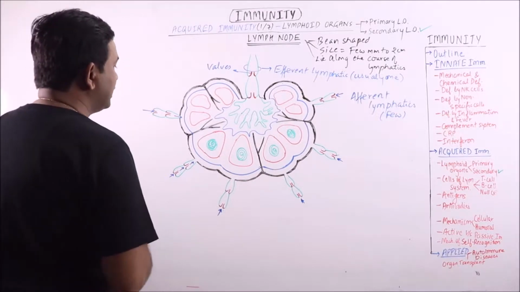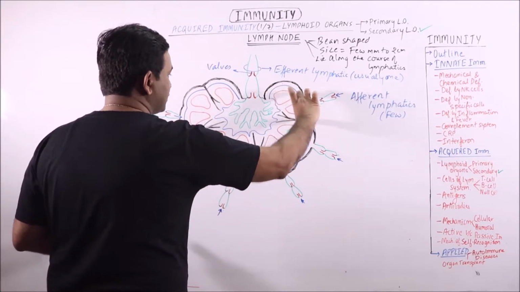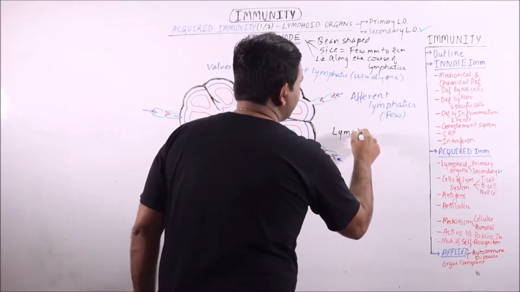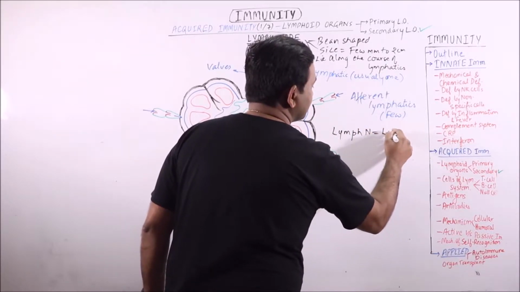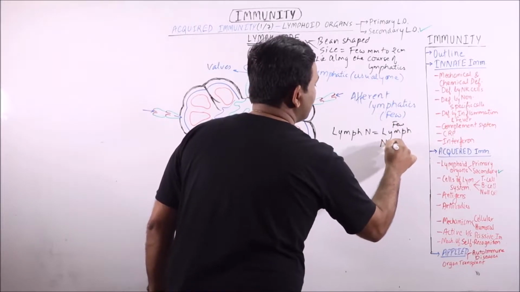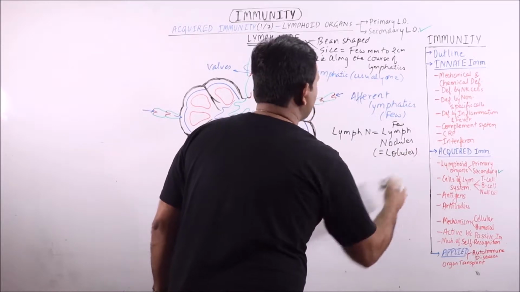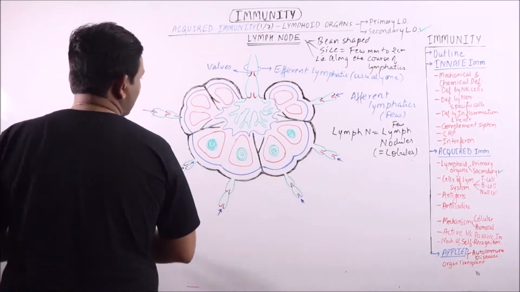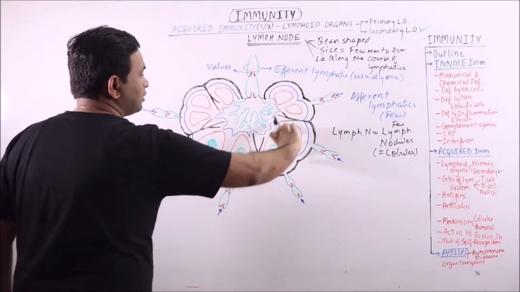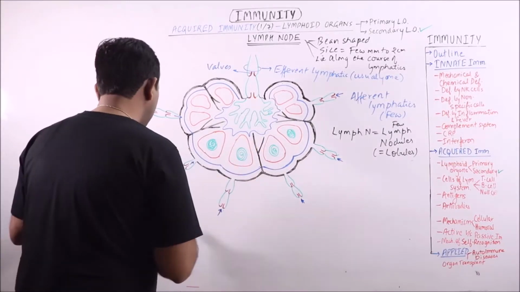Now these are the valves that will prevent the backflow of lymph as the pressure is very low. Now if we observe the lymph node, there are some divisions. These are known as lymph nodules. So lymph node is having few lymph nodules. These can also be considered as lobules of lymph nodes. A typical lymph node is divided into three regions. This one is cortex, this one is paracortex, and this one is medulla.